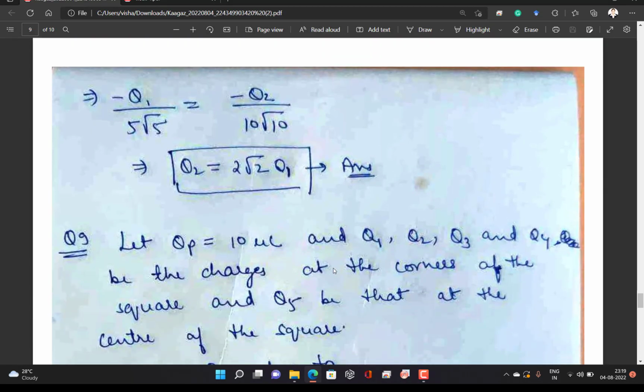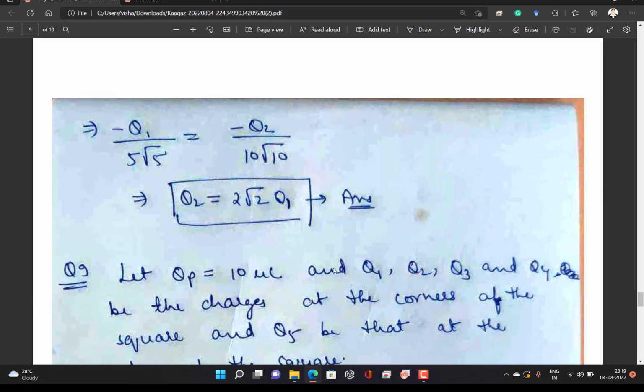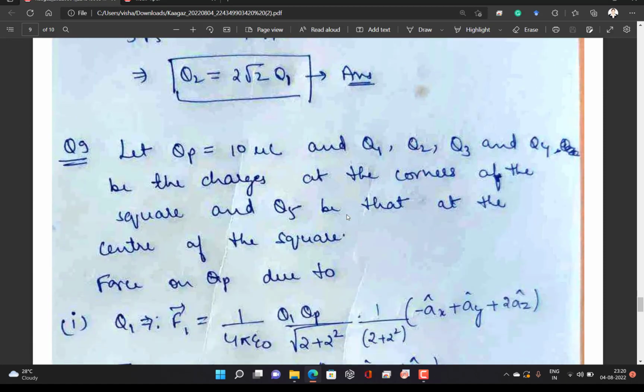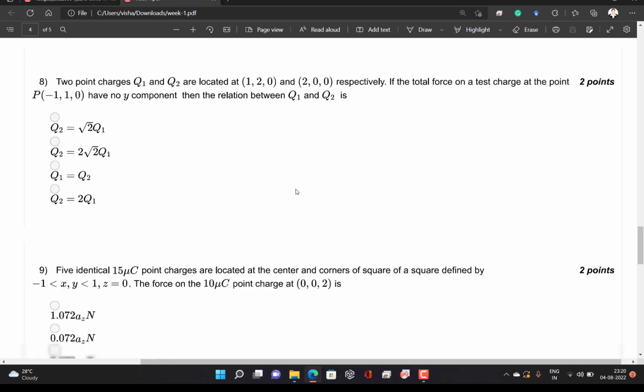Now we already know the y component of E1 and the y component of E2, so we will equate them. That is, minus Q1 upon 5 root 5 equals minus Q2 upon 10 root 10. So we get that Q2 is equal to 2 root 2 Q1, and this will be our answer. Now let's try to solve question number 9.